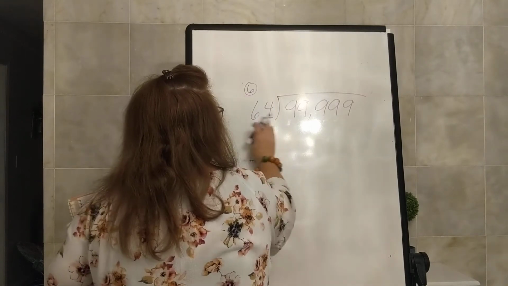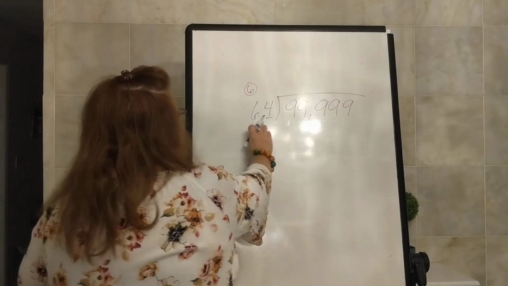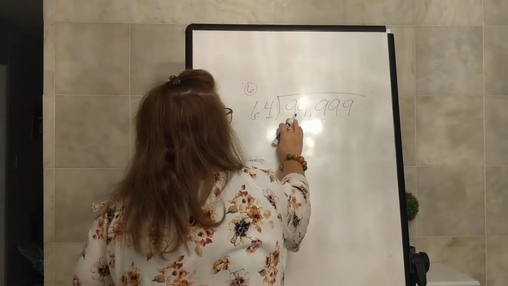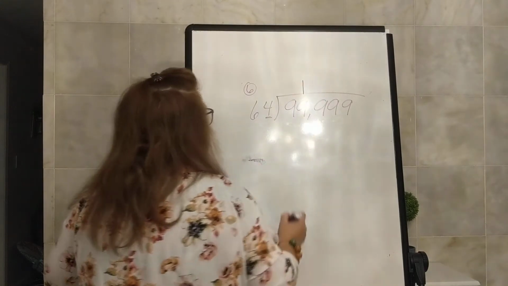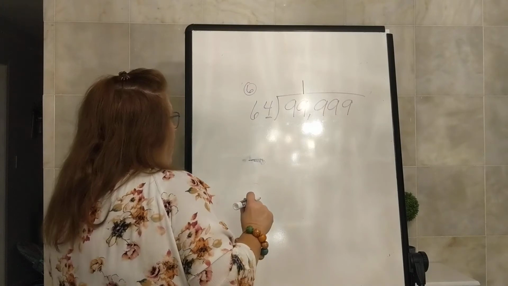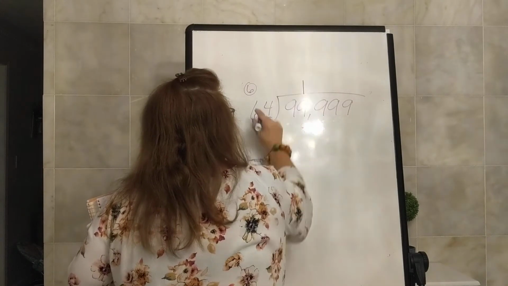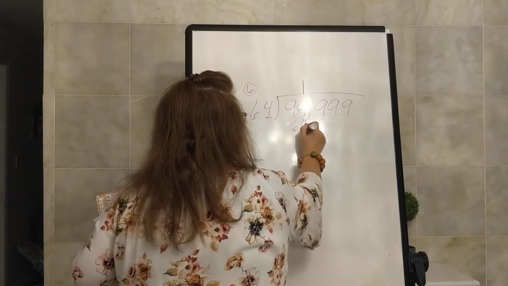So how many times will 6 go into 9? It'll go there one time. But can 64 go into 9? It cannot. But 64 can go into 99. So we will put our 1 above our second 9. And we're ready to multiply. 1 times 4 is 4. 1 times 6 is 6. My goodness, my 4 came out rather small, didn't it?